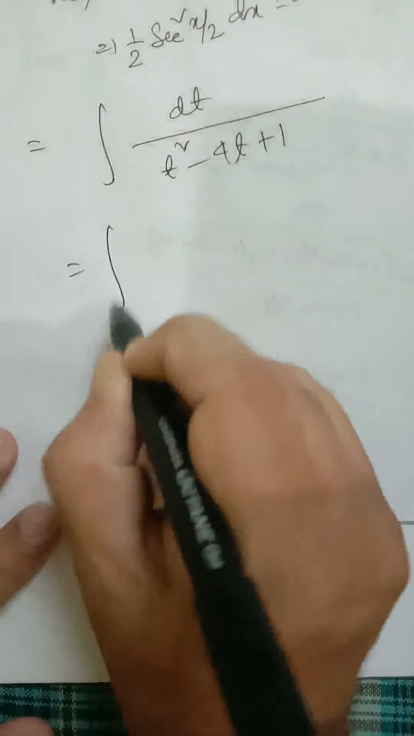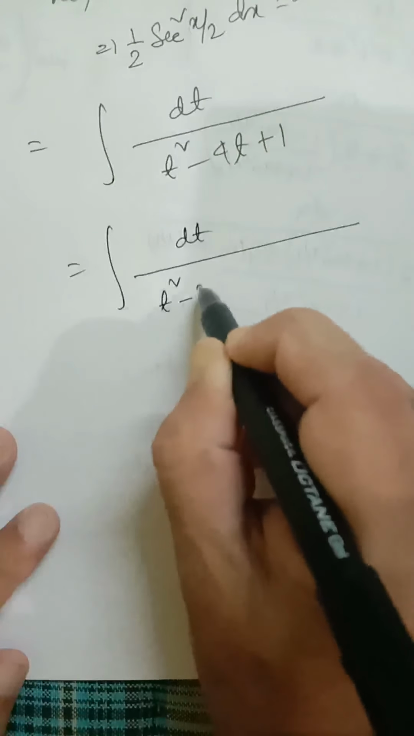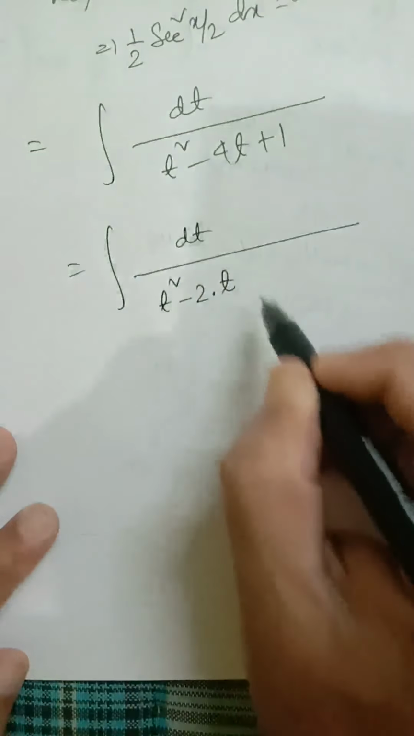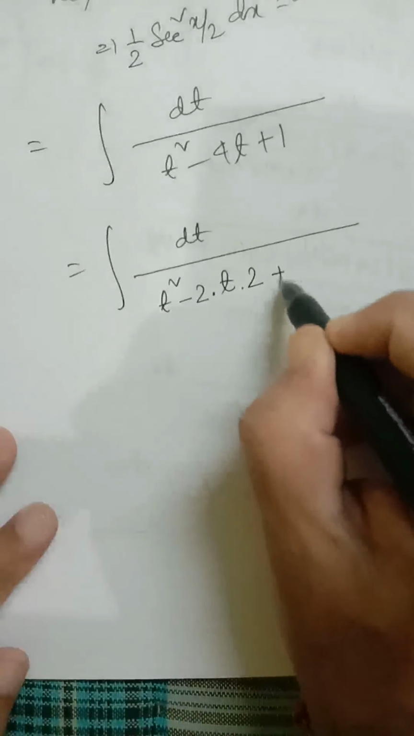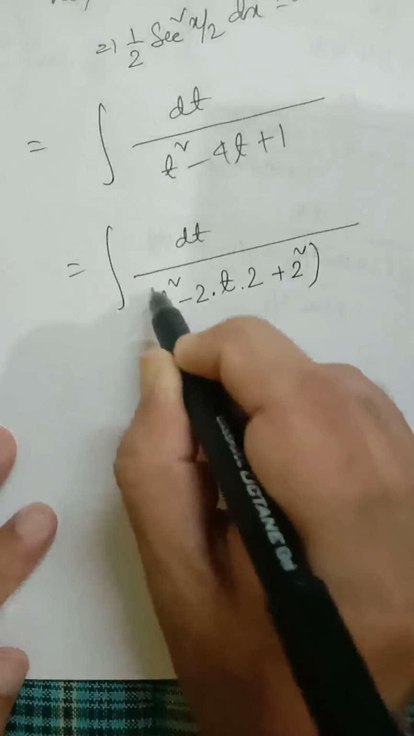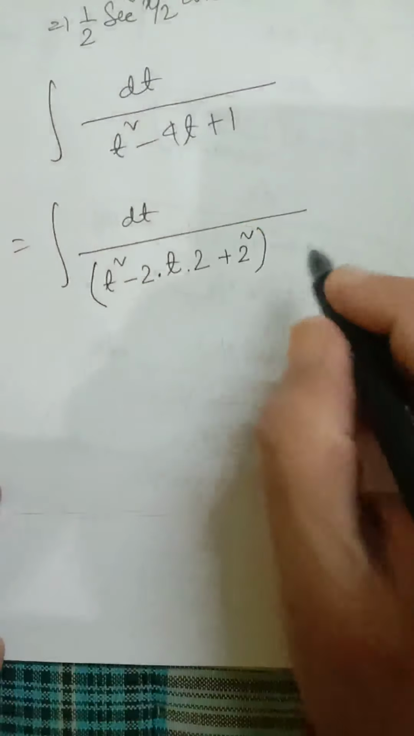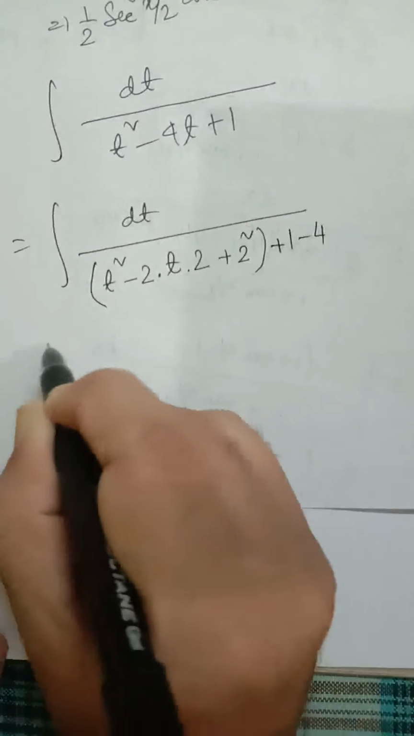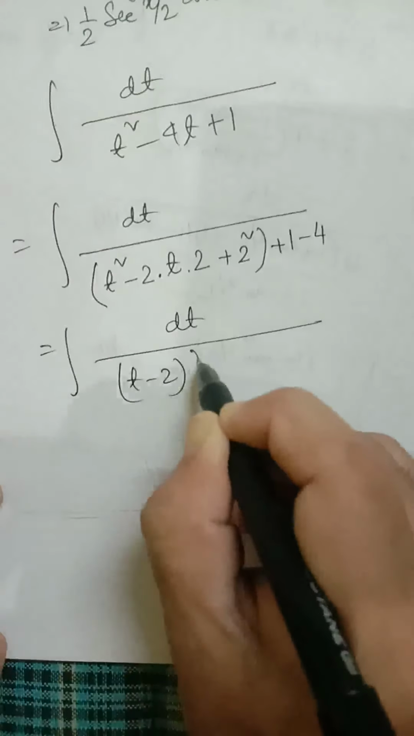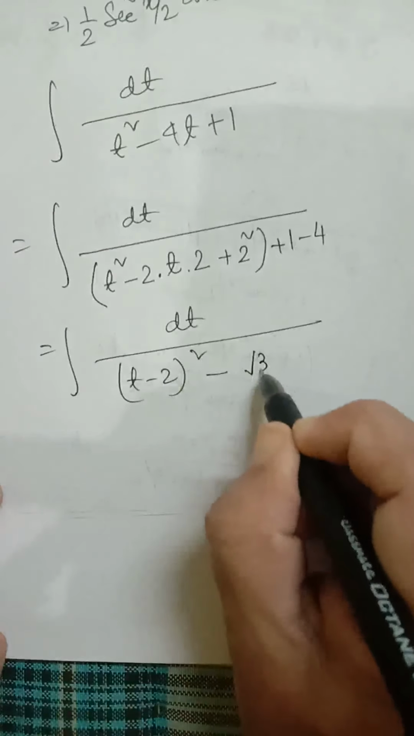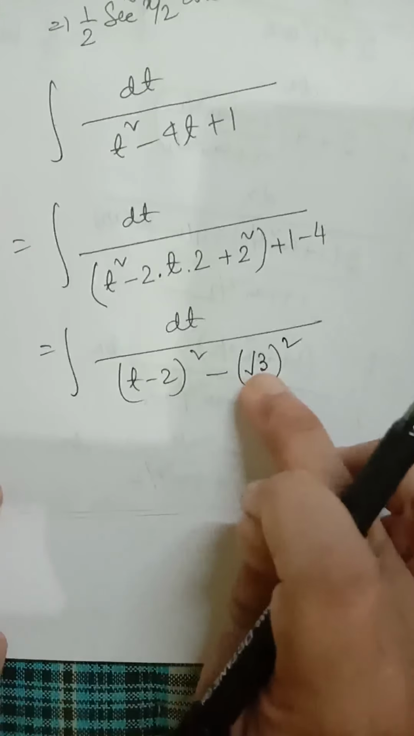First of all, we will express this in whole square form. dt by t square minus 2 into t. To get 4t, we will multiply 2 with this. Next, to make it a whole square, we will add 2 square with this: t square minus 4t plus 4. 4 I have written extra, so to adjust, we have to write minus 4 also. dt by t minus 2 whole square minus 3. Minus 3 means minus root 3 square: 1 minus 4 is minus 3, and I have written it as root 3 square.